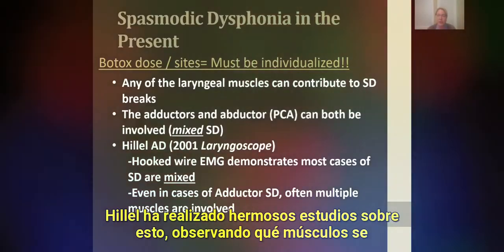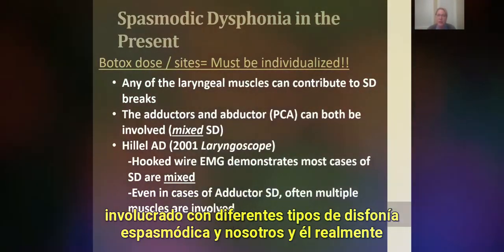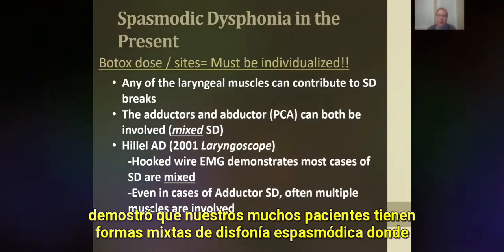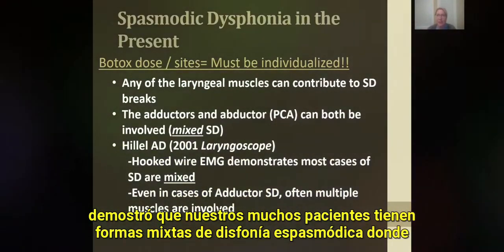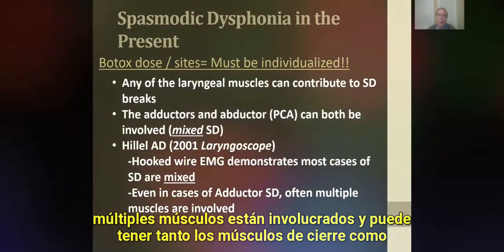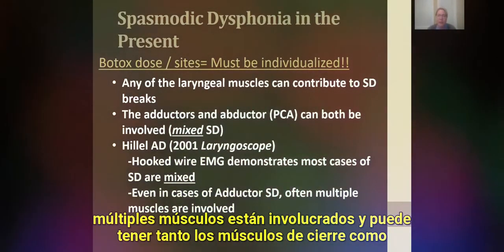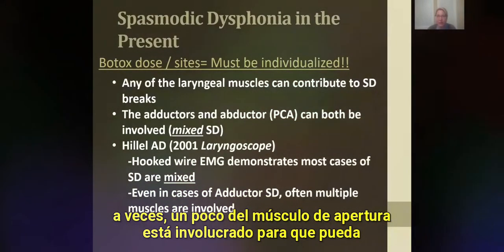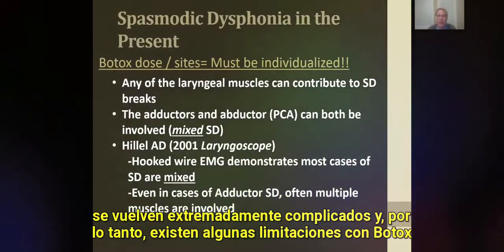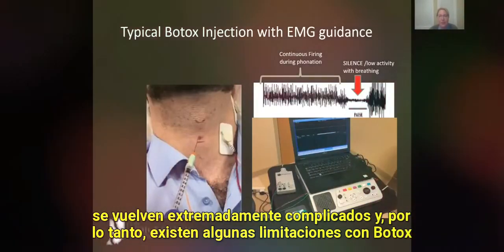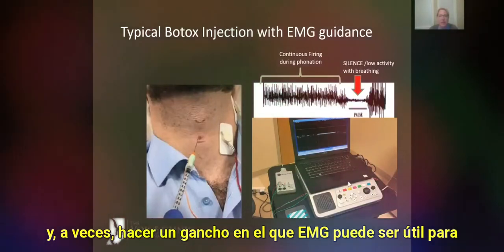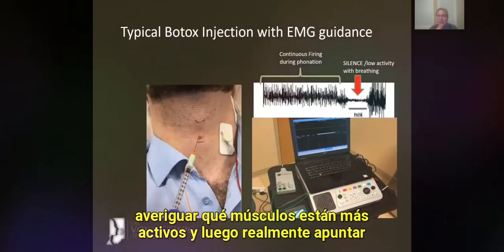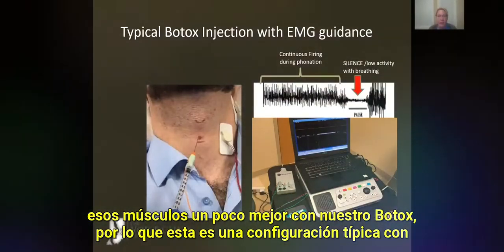Dr. Hillel has done some beautiful studies on this, looking at which muscles are involved with different types of spasmodic dysphonia. And he demonstrated that many patients have mixed forms of spasmodic dysphonia where multiple muscles are involved. And you can have both the closing muscles and sometimes a little bit of the opening muscle being involved. So it can become extremely complicated. And so there are some limitations with Botox, and sometimes doing hooked wire EMG can be helpful in figuring out which muscles are most active, and then we can target those muscles a little better with our Botox.